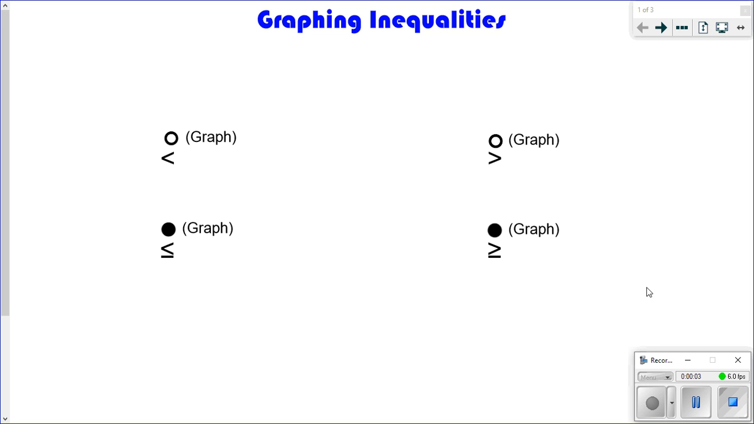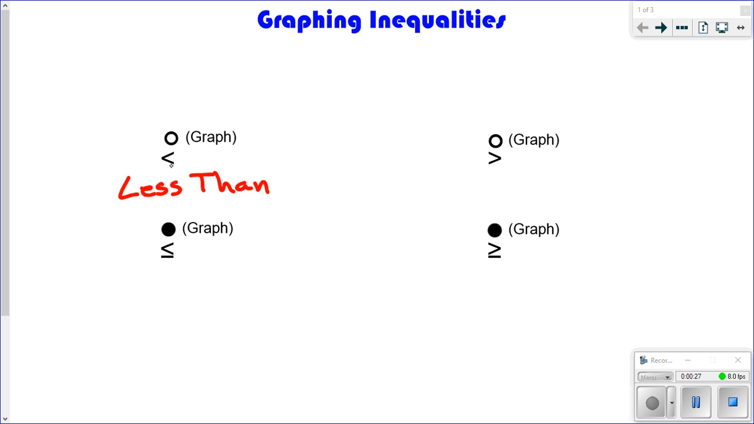This lesson is on graphing inequalities. So let's start off by first reviewing the different inequality symbols. This symbol means less than. And when we graph the less than symbol, we're going to use what we call an open circle. So it's a circle that's not shaded all the way in.